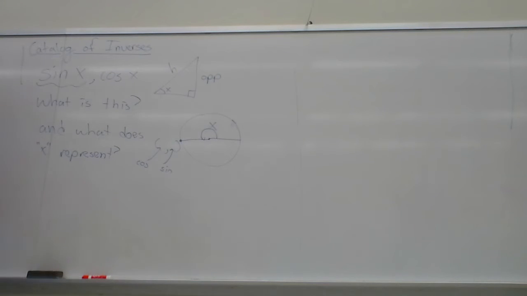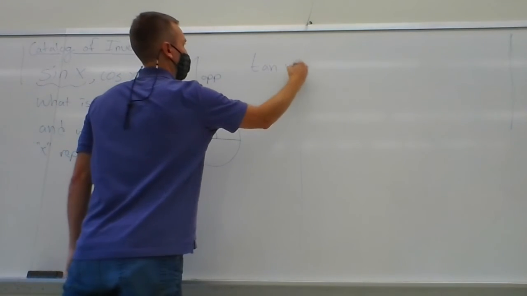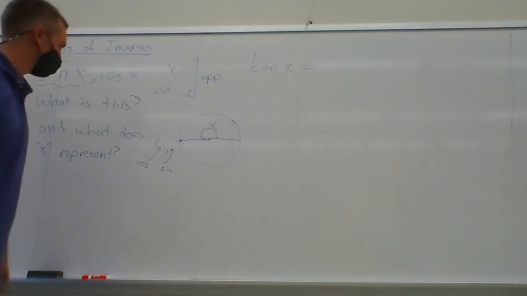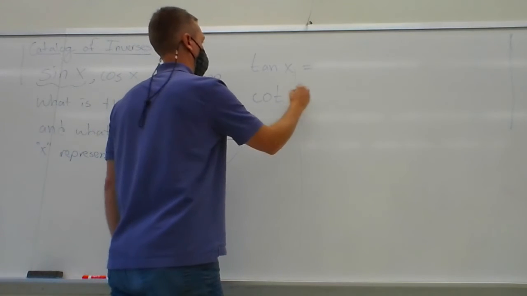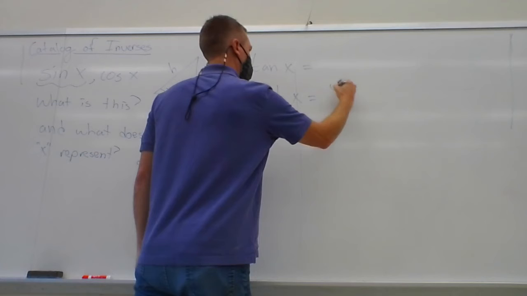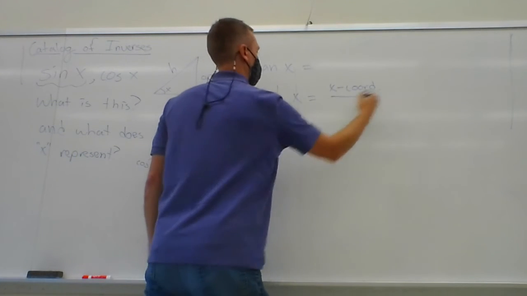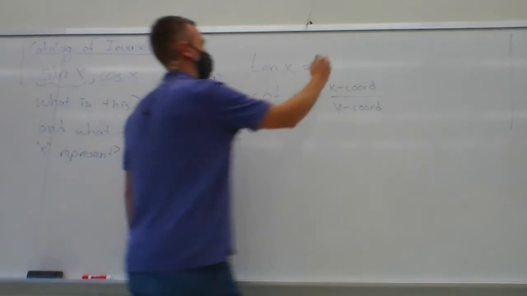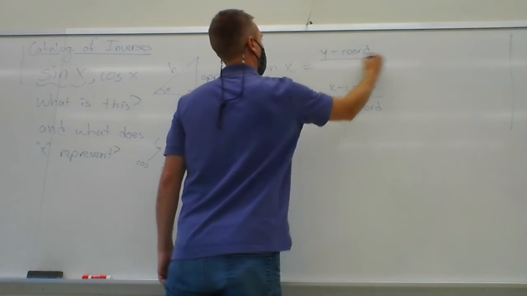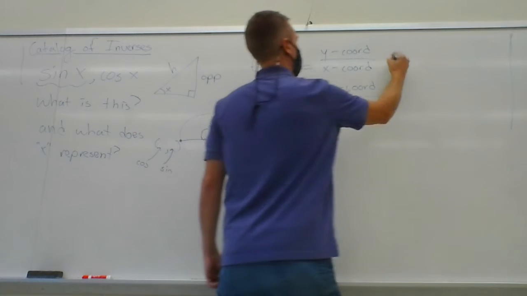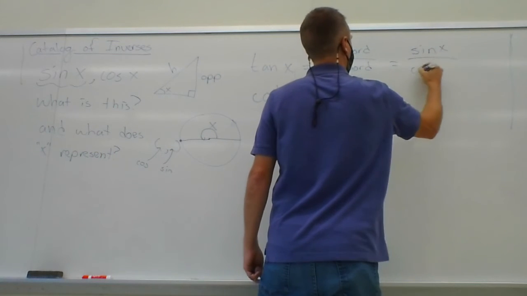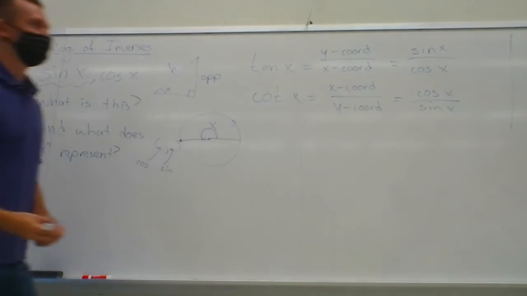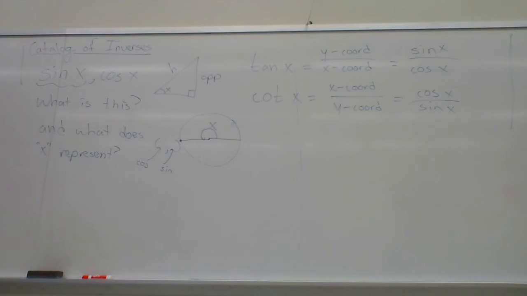Okay? And what is tangent? Close. That is the cotangent. The y divided by the x. Okay, so this is the sine of the angle divided by the cosine of the angle. This is the cosine of the angle divided by the sine of the angle.